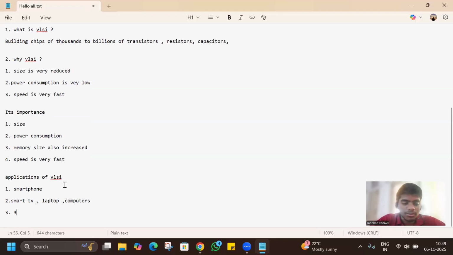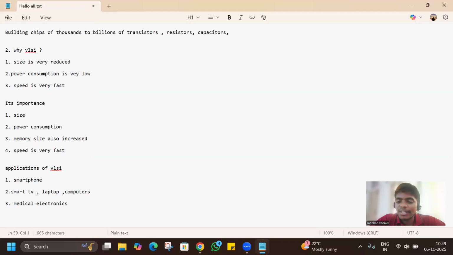Third one is medical electronics. And we can tell our home. In our home we have some machines like washing machine, TV, refrigerator, AC. In all that we are using VLSI.